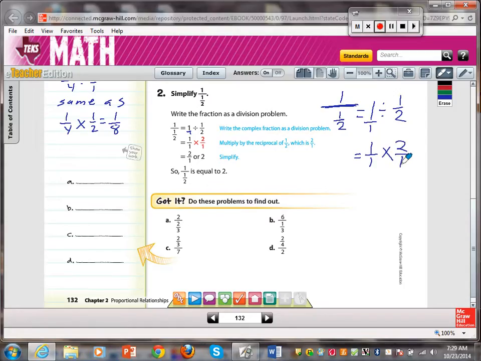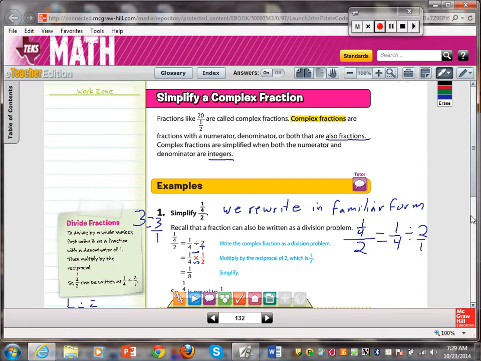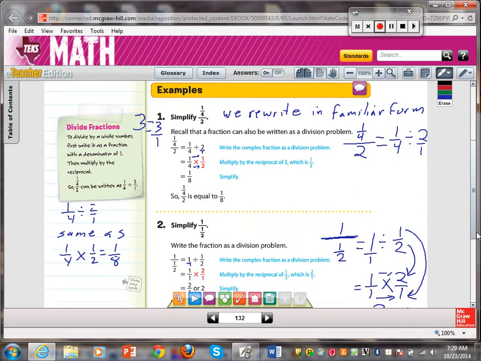So now you know that you have to get the reciprocal. And now from there it becomes very easy. 1 times 2 is 2. And 1 times 1 is 1, which is the same thing as just 2. Right? And you can see it right here. So 1 divided by 1/2 is equal to 2. Let's scroll down.